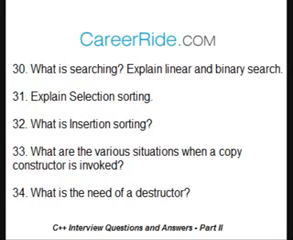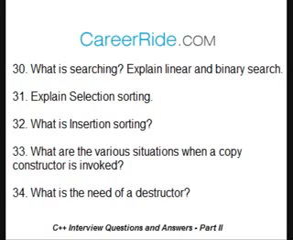Explain selection sorting. In selection sorting, one has to perform n-1 iterations to sort a linear array containing n elements. In the first iteration, we select the first minimum value and interchange it with the element present at the first position. In the second iteration, we select the second minimum value and interchange it with the element present at the second position, and so on.